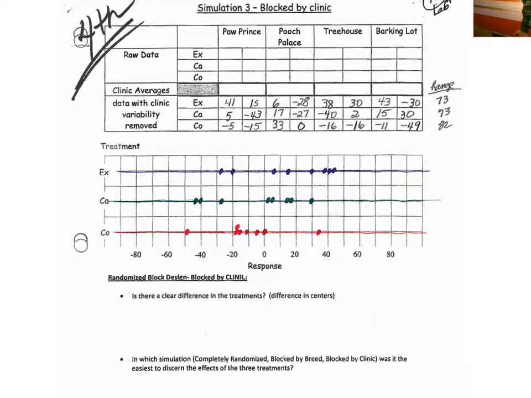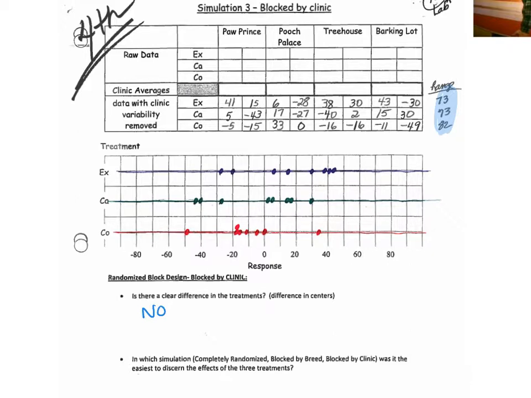While I got this showing, let's look at the variability of those. Here are the ranges of that data. Look what we're back to in the 70s, and then one in the 80s even. So our variability is back to being very big, and apparently that's because blocking or clinic did not affect our bone density loss as much as breed did. Okay, so is there a clear difference in these treatments? Not really. Look at them. The centers are chunked pretty close together.